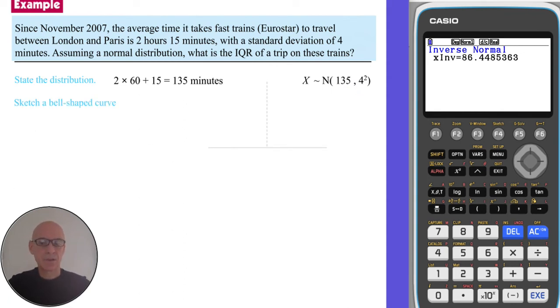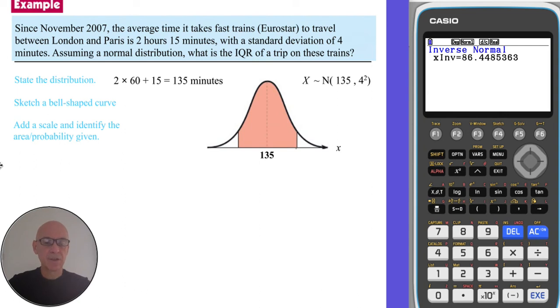If we next sketch a symmetrical bell-shaped curve, labeling the x-axis and put in the mean time 135 in the center. Next, we add a scale by using the standard deviation of 4, by adding 3 multiples of 4 above 135 and subtracting 3 multiples of 4 below. Remember also the interquartile range is the middle 50%. And because the normal curve is symmetrical, that means 25% below the mean and 25% above the mean.